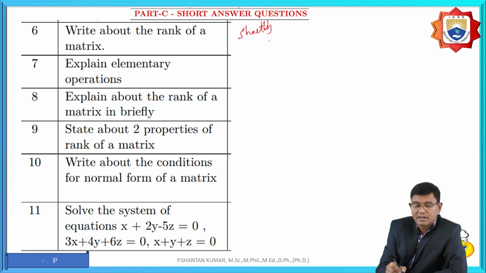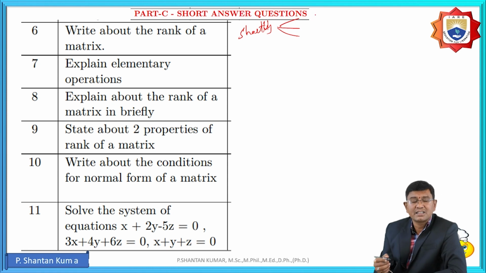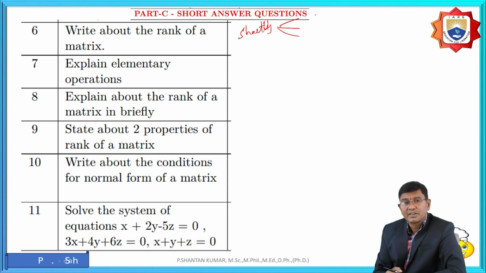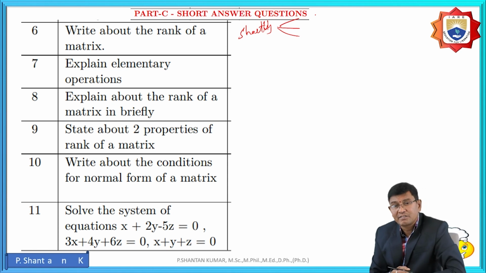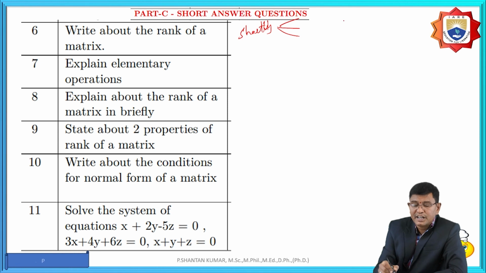Write about the rank of a matrix. Shortly, there are three conditions: it is the maximum number of linearly independent rows, the highest order of a non-zero minor, the greatest order of any non-vanishing minor of a matrix. It is denoted as rank of A. Briefly, if the determinant of order r is not equal to 0, and the determinant of order r plus 1 is 0, then r is the rank.